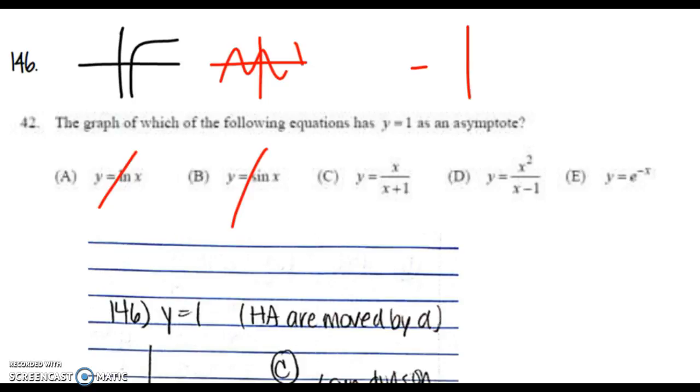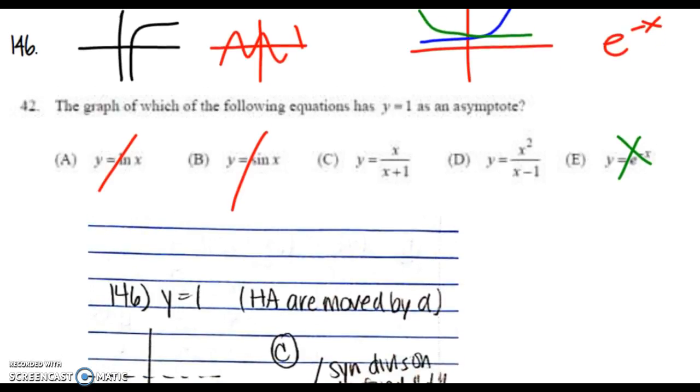And y equals e to the negative x. This traditionally looks like this, but with that negative, it's going to be reflected over the y-axis. So it looks like that. So still no asymptote. So these are your two contenders.